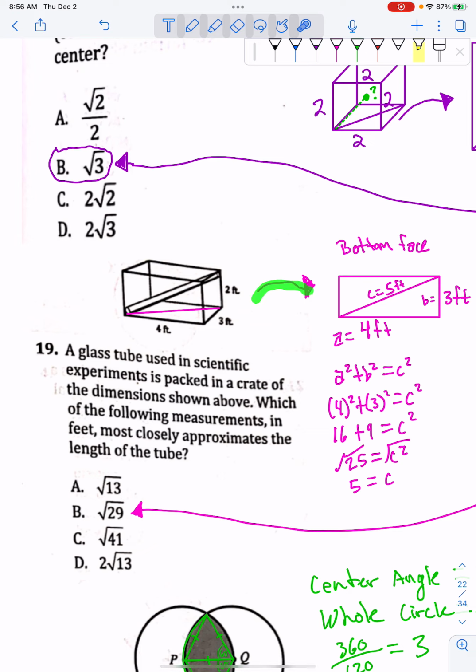We get the bottom of the face here. We transfer this rectangle over here, and we just add the numbers, do the Pythagorean theorem, right? We get our answer as C equals 5 feet. So now this pink, I try to keep the color coordination going. The pink here is the bottom, right? Which is the same as this one.